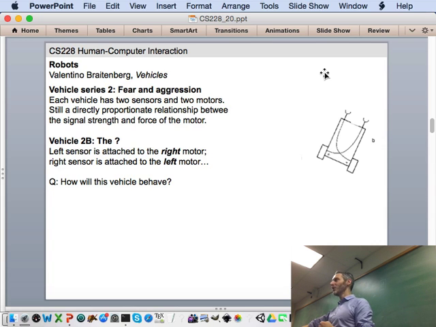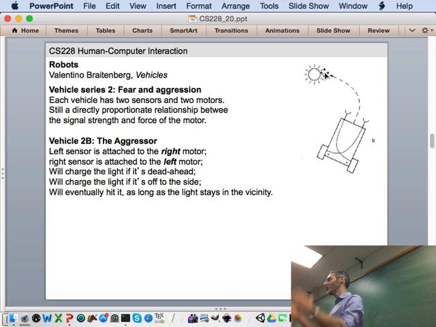and break the bulb. There are some great YouTube videos of people who have built vehicle 2B out of Lego, and that's exactly what happens. So vehicle 2B is the brave one, or the aggressor, or the bully, or take your pick, right? This vehicle hates light with a passion and will do whatever it can to find every light source and destroy it. Does vehicle 2B hate? Of course not, right? It's not human, it's not an animal. Doesn't hate.